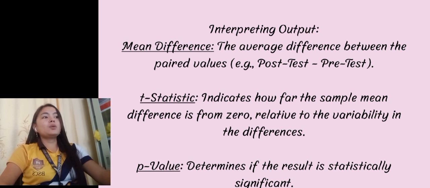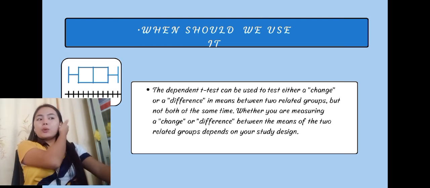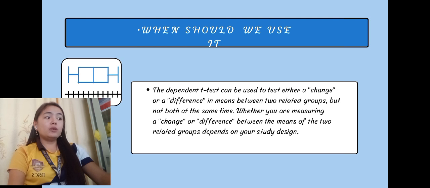Then when should we use it? The dependent t-test can be used to test either a change or a difference in means between two related groups, but not both at the same time. Whether you are measuring a change or a difference between the means of two related groups depends on your study design.